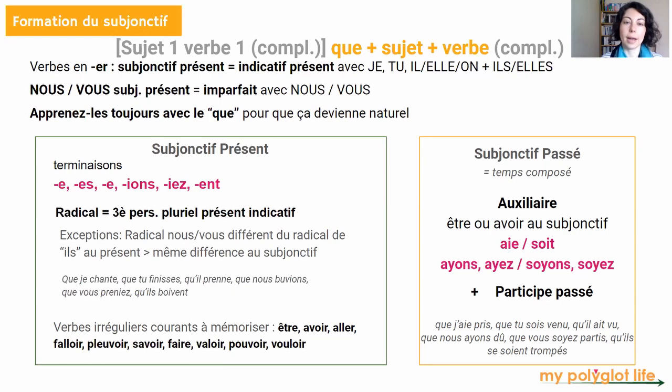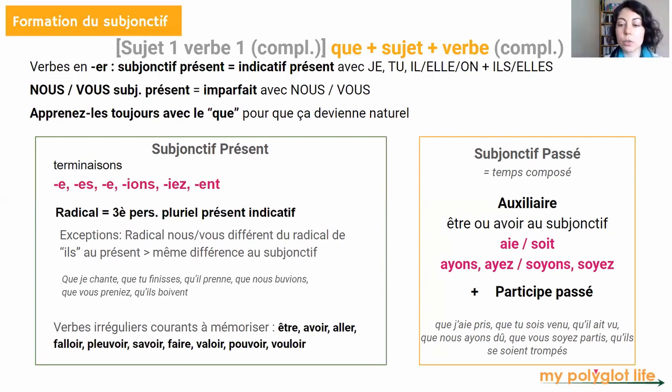So for avoir, it will sound like: que j'aie, que tu aies, qu'il ait, qu'ils aient in the plural, and que nous ayons, que vous ayez. For être, it's que je sois, que tu sois, qu'il ou elle soit, qu'ils ou elles soient in the plural, and que nous soyons, que vous soyez. And then we add the participe passé, which is the same participle as in the passé composé.